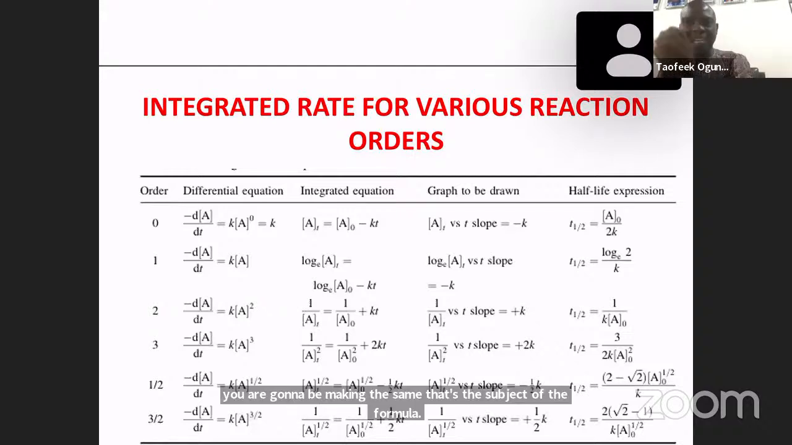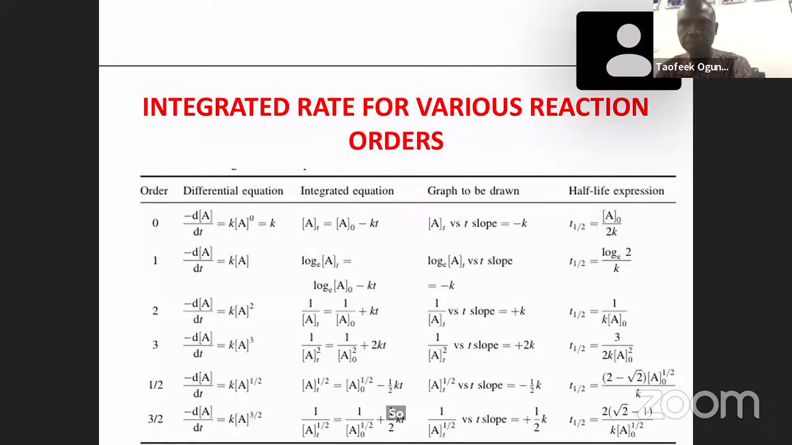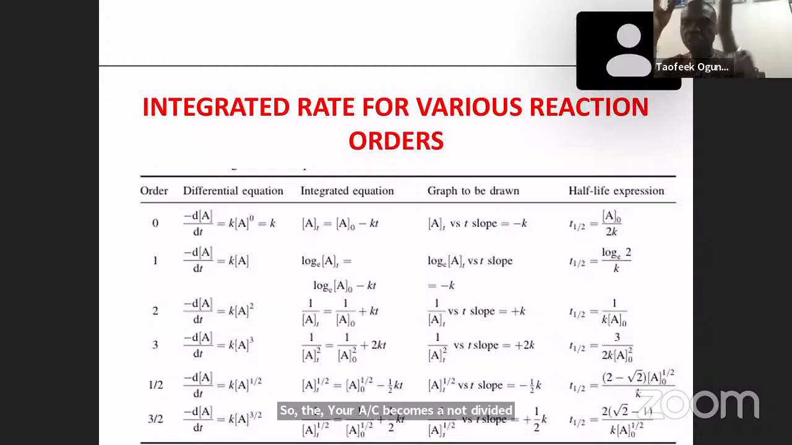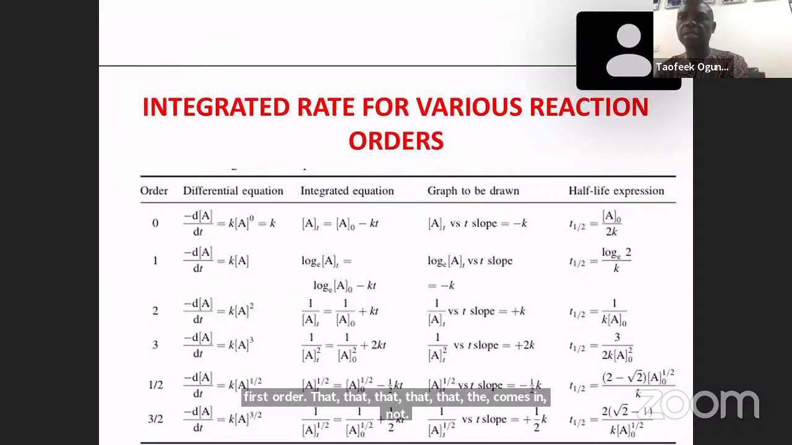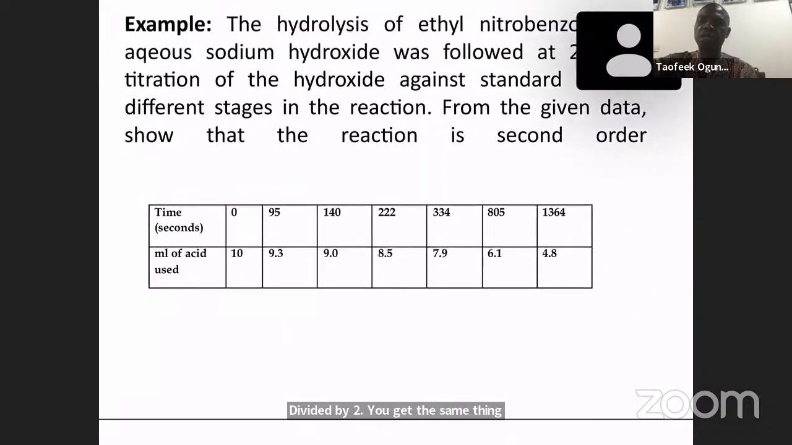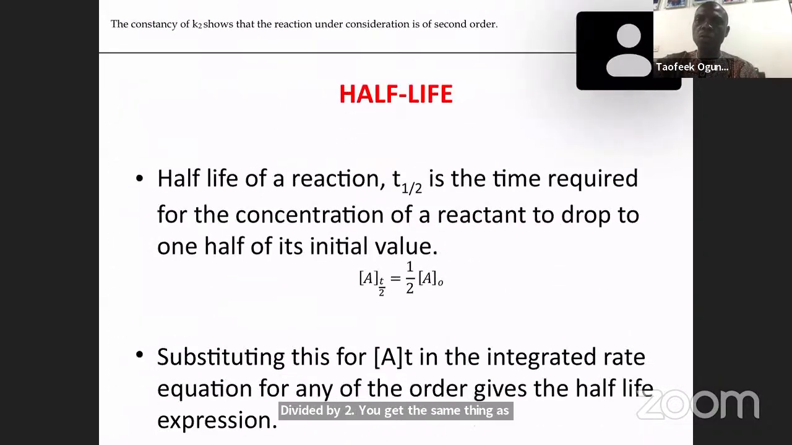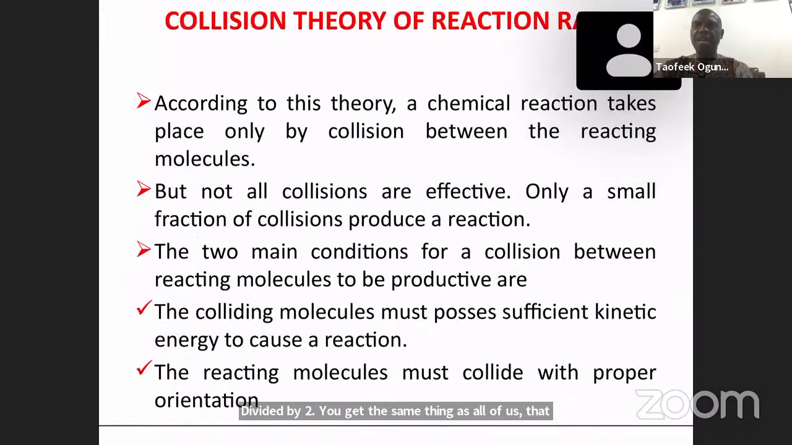So immediately that T in that equation becomes T half, your AT becomes A0 divided by 2 in all the equations. And if you do that, you realize that you get the half-life. And it's actually very simple for the zero order. That's what you get. You want to do the same thing for the first order. That AT becomes A0 divided by 2. You get the same thing as what you have as those expressions. That is how we arrive at those half-lives.